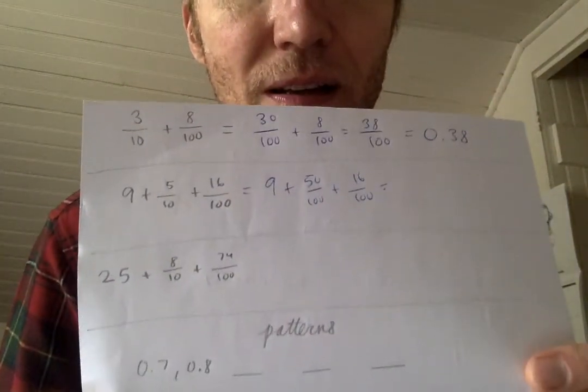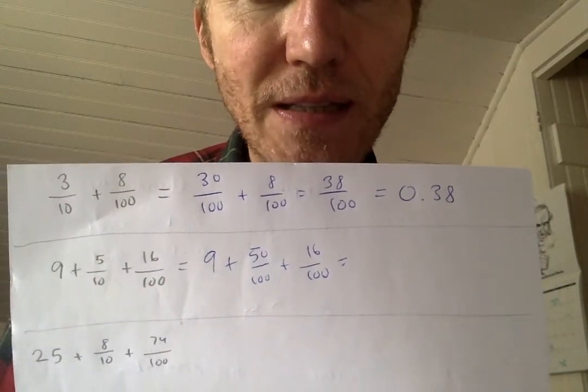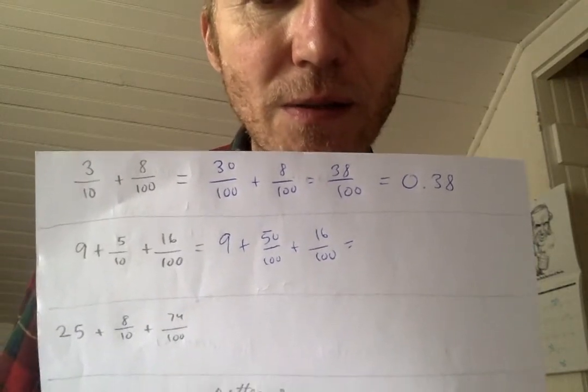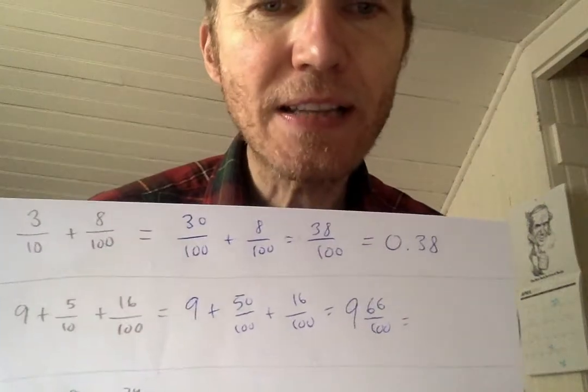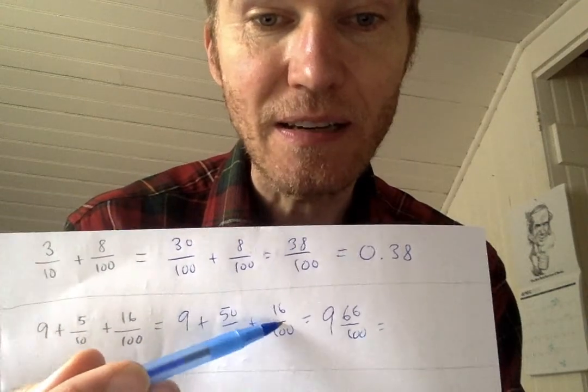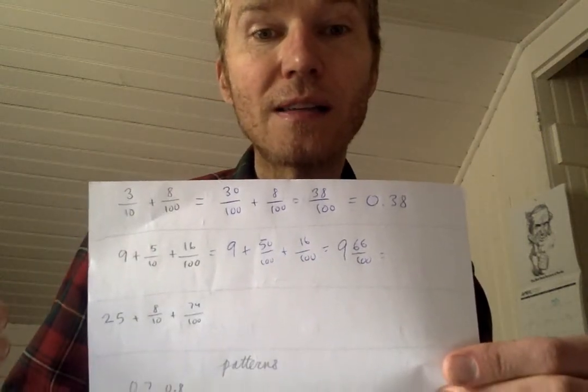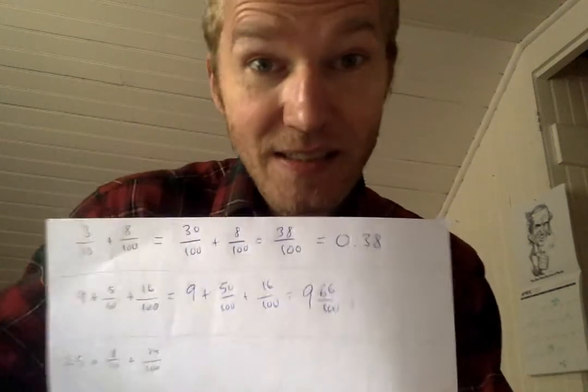So I'm going to say that equals 9 plus 50/100 plus 16/100. Now we're getting a little closer. So it's going to be 9 plus, well, what's 50 plus 16? 66. So it's going to be 9 and 66/100. Can we put that into a decimal? 9 and 66/100? Because the 5/10 got turned into 50/100. Then we just added that 16/100. We got 9 and 66/100. So it's going to be 9.66 because we got 66/100.